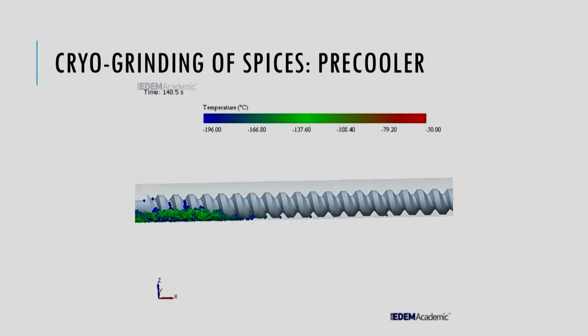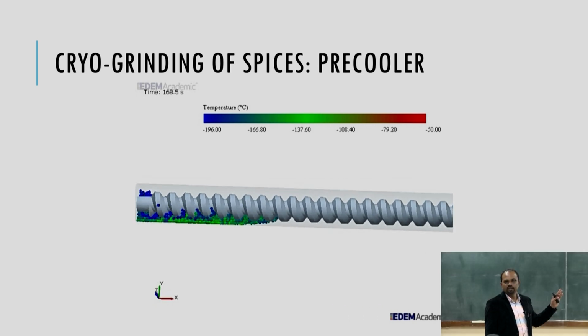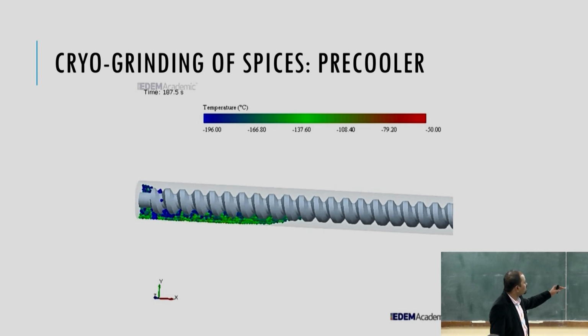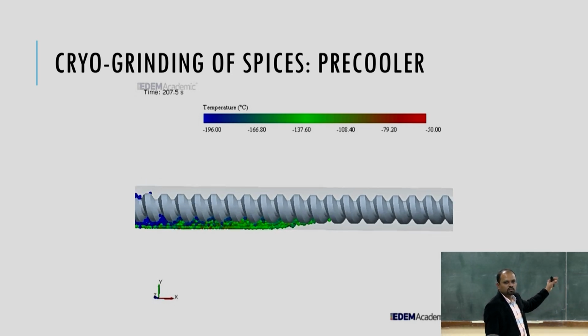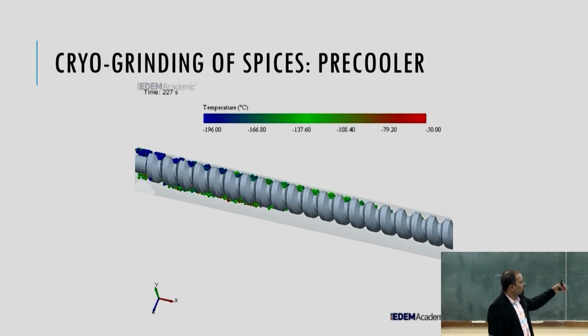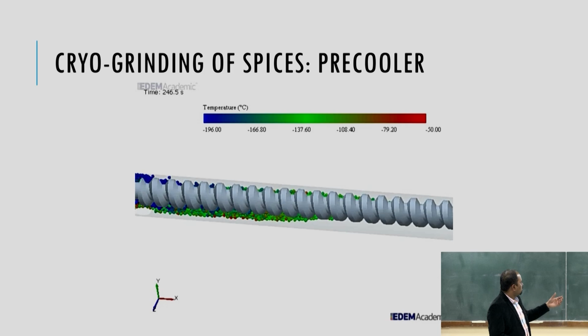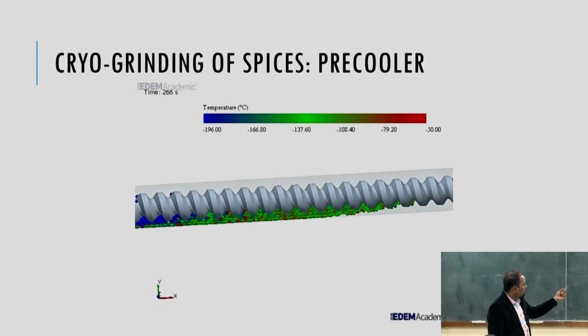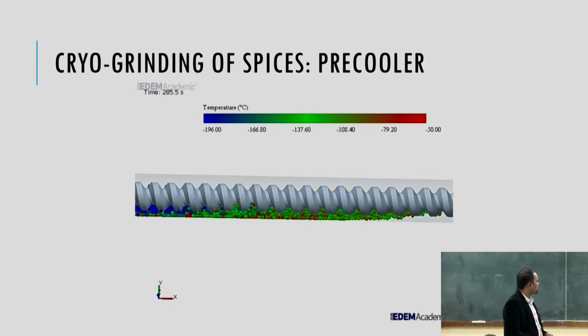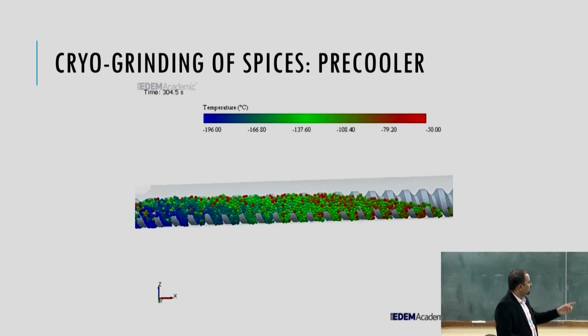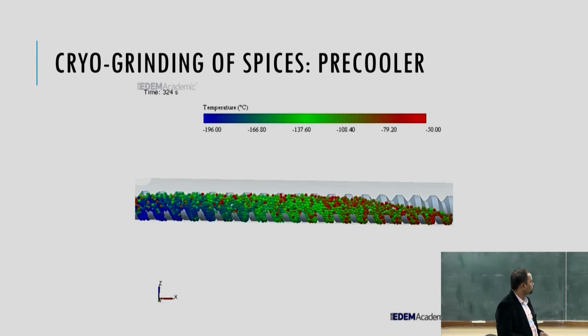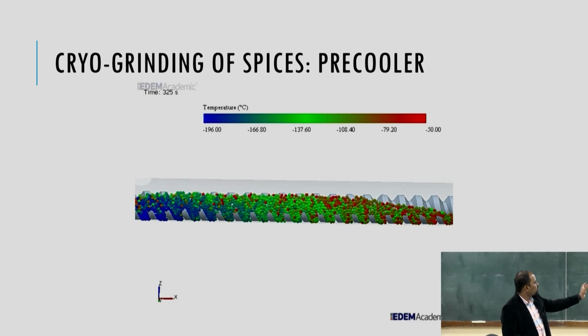On the top you can see the simulation time, 150 seconds, 200 seconds. The grains are entering from the feed hopper at the top and passing through this conveyor. You can see the temperature changes within each particle, and then the grain comes out from the outlet. On the right side you can see most of the grain is around minus 70 to minus 80 degrees C, and close to minus 50 also. So, this is just an example.